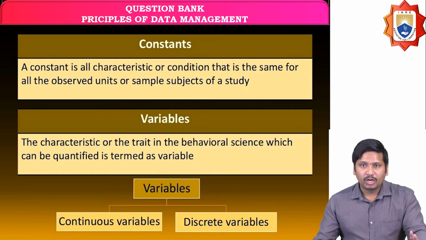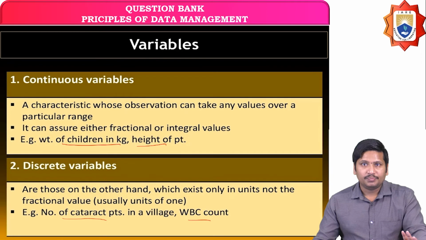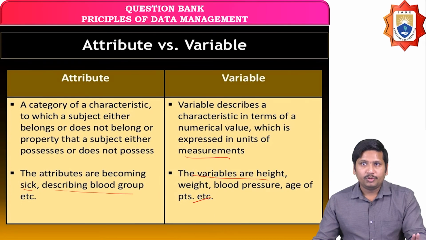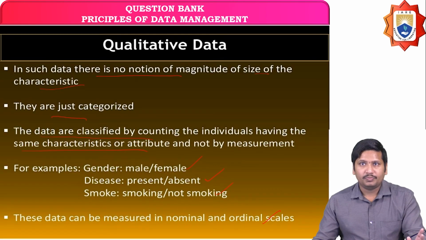Again, the variable will be of two types, continuous and discrete. A continuous variable is a characteristic where an observation can take any value over a particular range, and discrete variables, on the other hand, can exist only in whole units, not fractional values. So, attribute and variable. An attribute means a category or characteristic which a subject either possesses or does not possess. And a variable means where you can represent the characteristic in terms of numerical value.